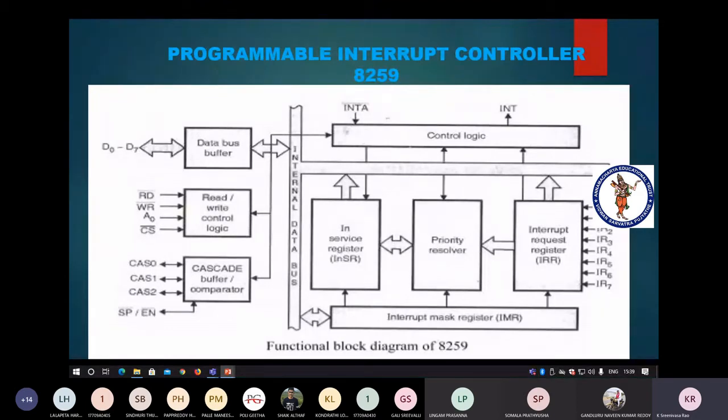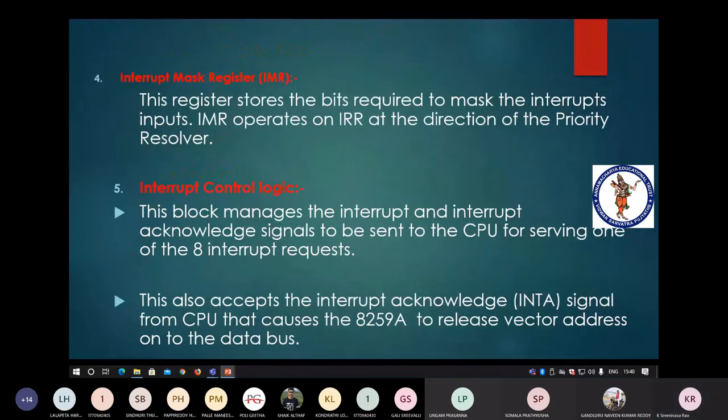So always don't think only about NMI and INTR. With the use of INTR, with the help of 8259, we can connect 8 devices at a time. With the help of a single 8259, we can make the connections for 8 devices. I will show one simple example.